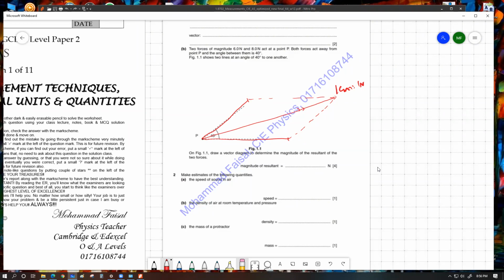And then they're asking you what is the magnitude of the resultant. You just measure how long the diagonal is with your ruler, and you just express that in Newton, because if you use a scale of 1 centimeter to 1 Newton, you don't have to do any conversion. Directly the centimeter value of the length will be your resultant force in Newton.